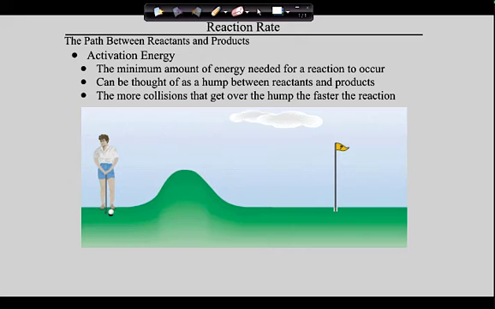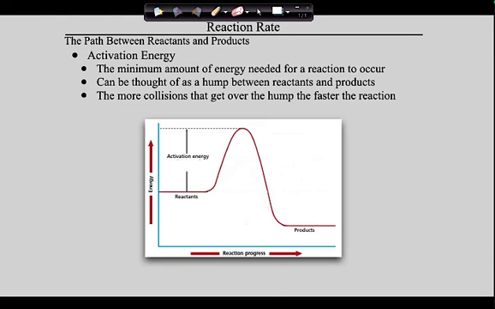Here's the thing though. When we look at this, and just check this out, don't write it down. We don't look at this obviously as a putt-putt course, because we look at it like this. This is what is called a reaction energy diagram. Here's reactants, here's products, here's the hump that we've got to get over. We're going to come back to this in a minute.